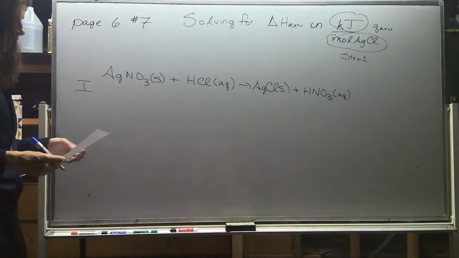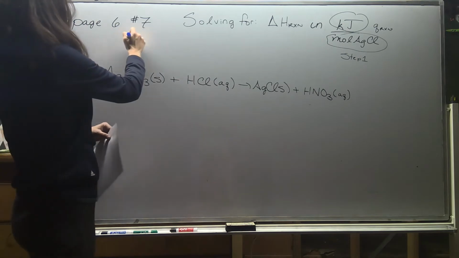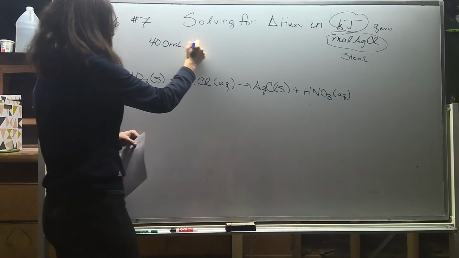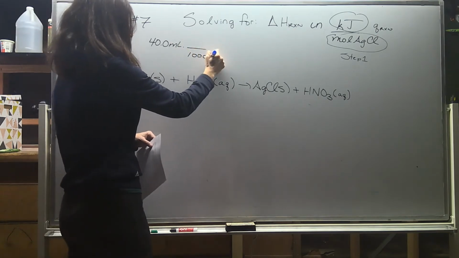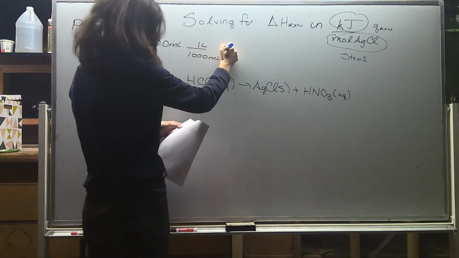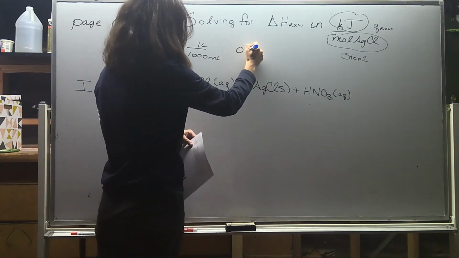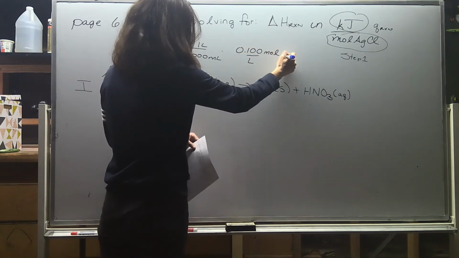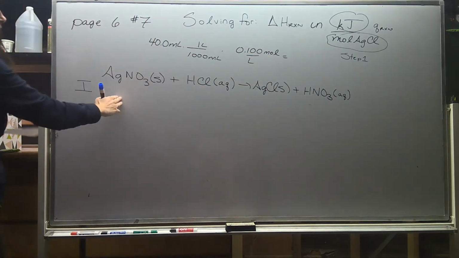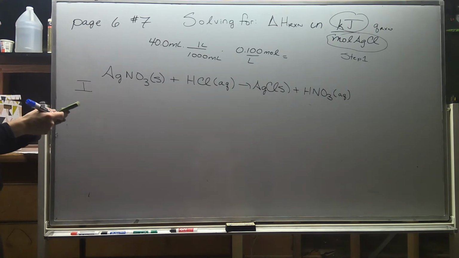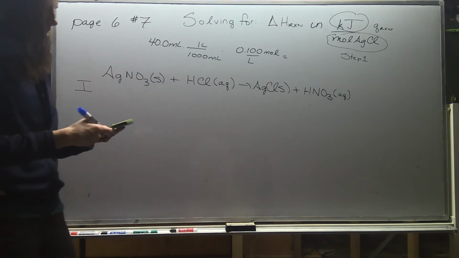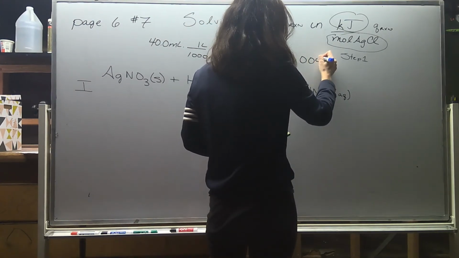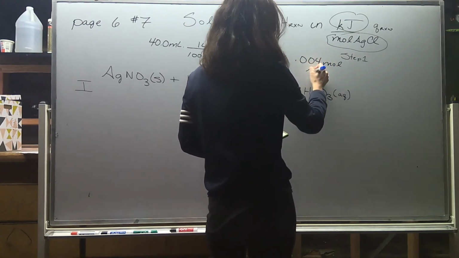I'm going to take the information, the fact that I have 40 mils of 0.1 molar silver nitrate, and use that to calculate my moles of silver nitrate. So 40 divided by 1,000 times 0.1, I'm getting 0.004 moles of silver nitrate.